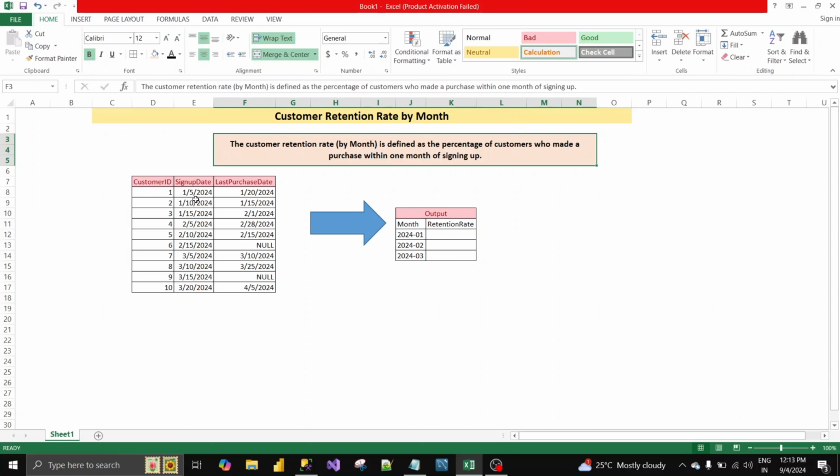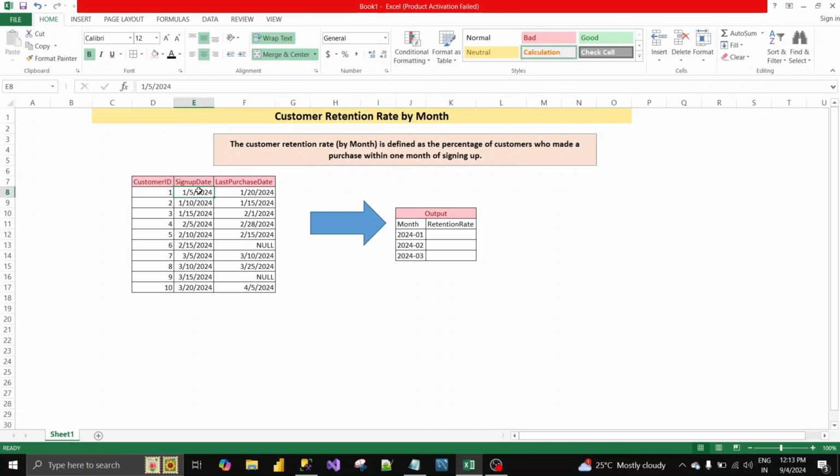We have been given the data for different months. If you see here, it's January, February, and March data. And we have to calculate for the customers who purchased within the same month. Suppose you have registered on any e-commerce platform on so and so date, then that date will be your sign-up date. And if you purchase anything on some date, then that will be your last purchase date. In this case, we need to calculate the retention rate for the months. So we will group by the months and then calculate the retention rate.